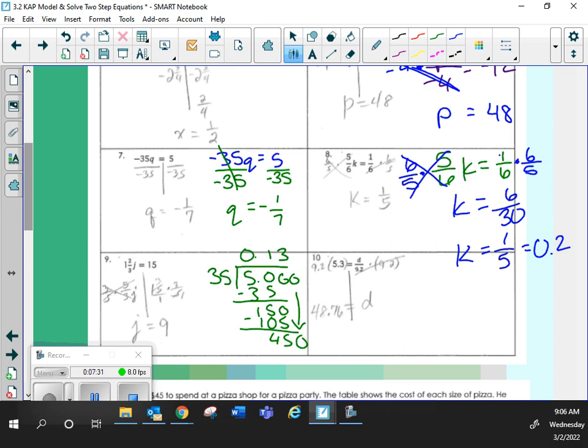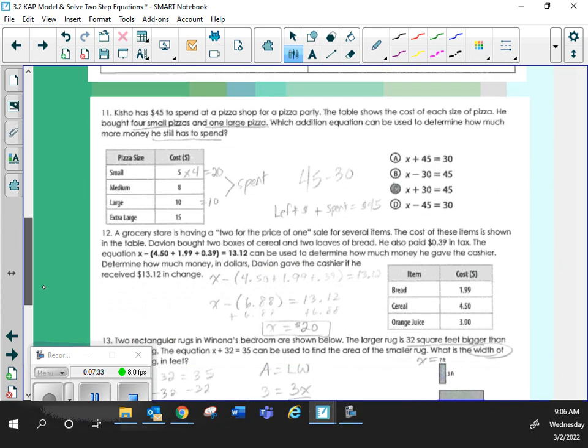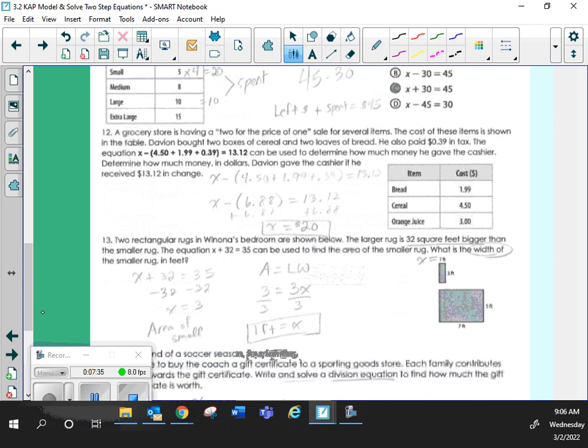12 on the back side. A grocery store is having a 2 for the price of 1 sale for several items. The cost of the items is shown in the table. Davion bought 2 boxes of cereal and 2 loaves of bread. He also paid 39 cents in tax. The equation can be used to determine how much money he, in dollars, gave the cashier, who received $13.12.